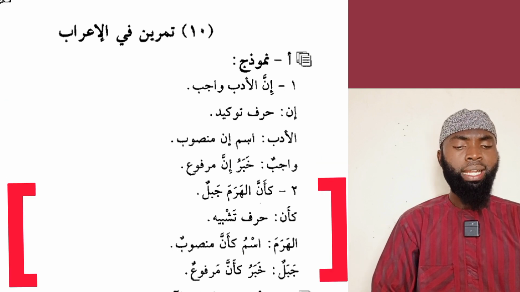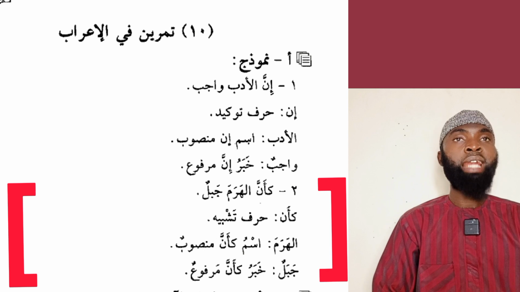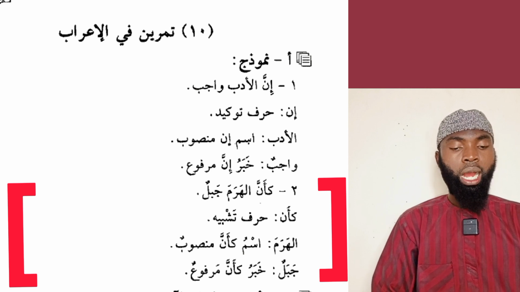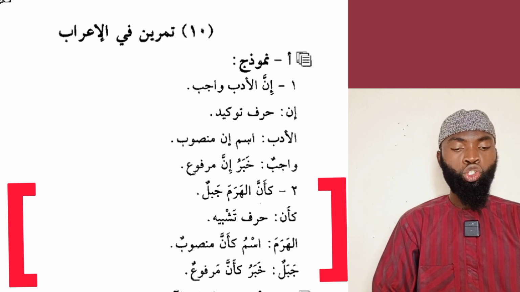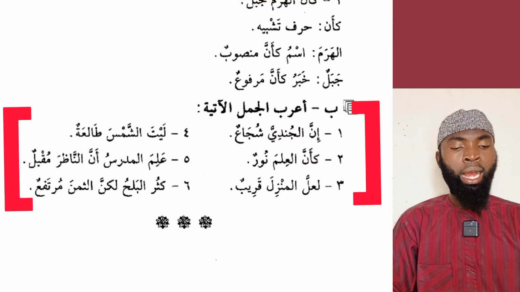Sample number two, we have ka'anna al-harama jabalun, as if the pyramid is a mountain. Ka'anna is harufu tashbihin, a simile particle. Al-harama is ismu ka'anna mansubu and jabalun khabaru ka'anna marfu'. Moving on to i'rab al-jumal al-atiyah.